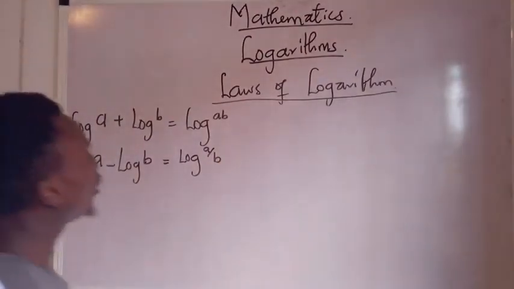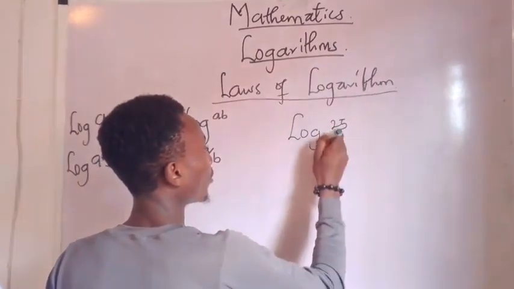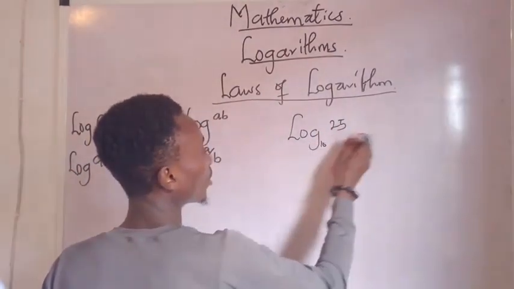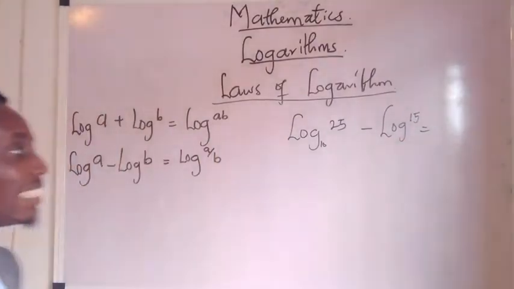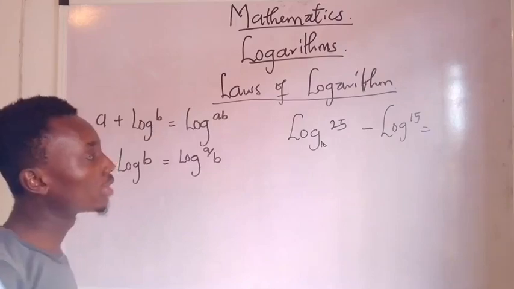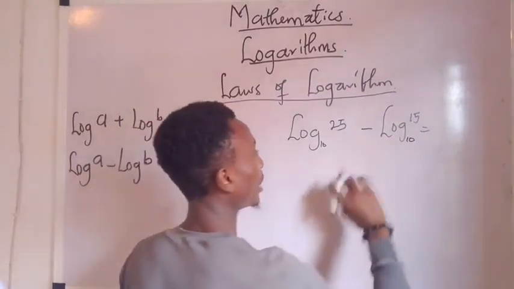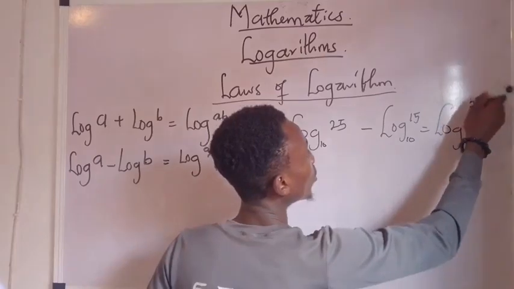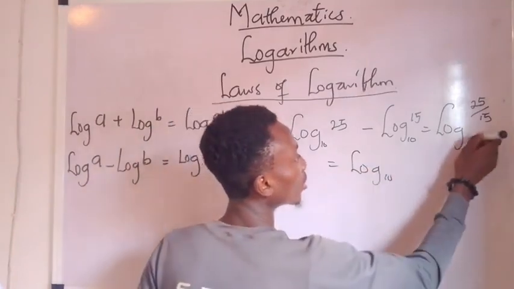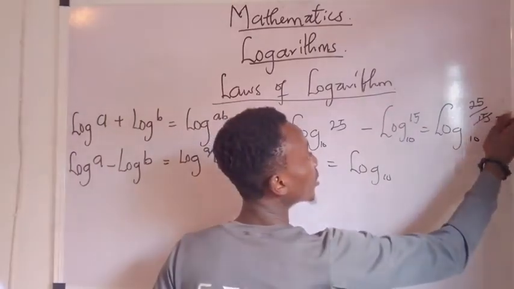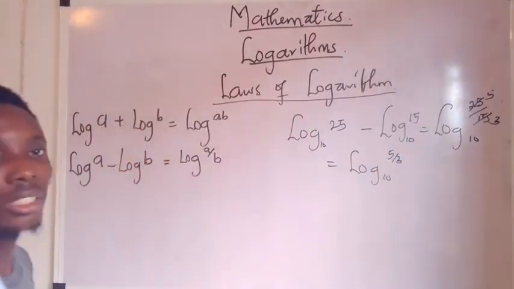For example, if you have log 25 minus log 15, what does this give us? As long as they have the same base, like I said, it will give us log 25 over 15, which is actually log 5 over 3, with a base of 10.